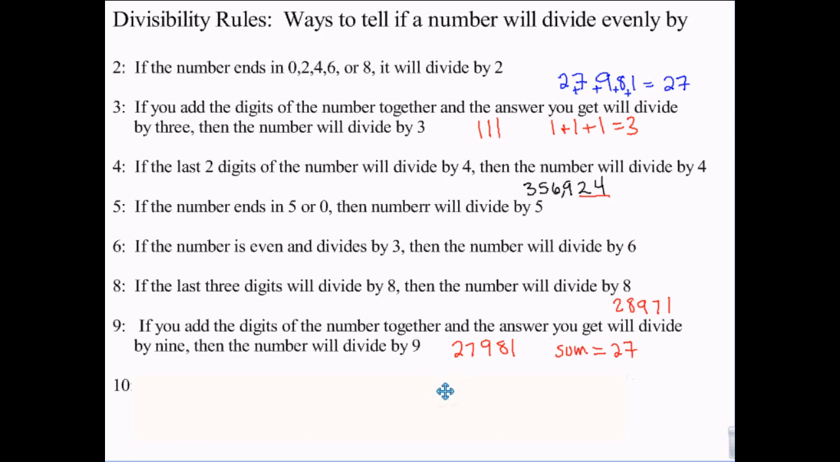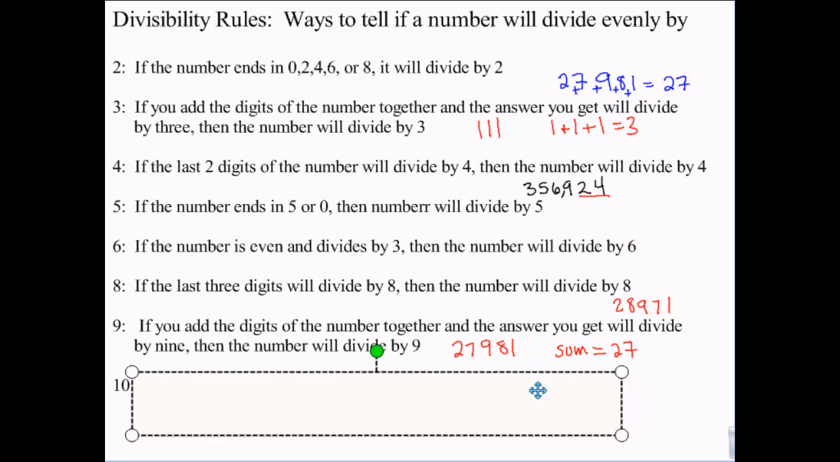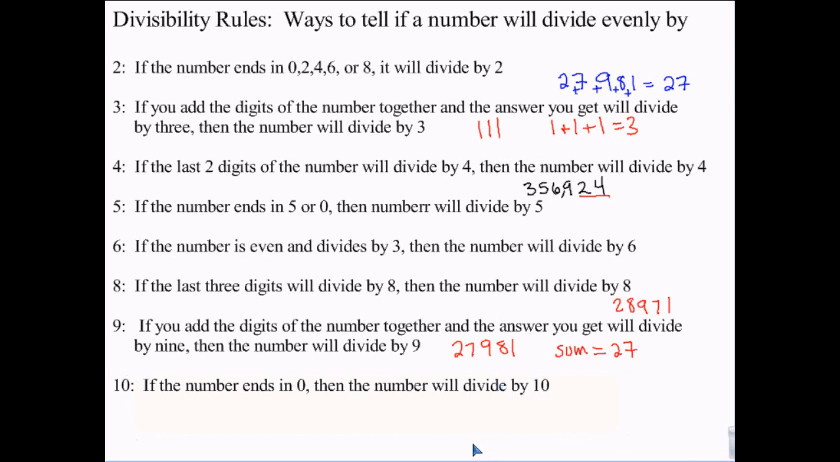And then 10. 10's the really hard one. The number has to end in 0. Very confusing. I'm kidding. We're going to be factoring. We're specifically concerned with prime factorization.